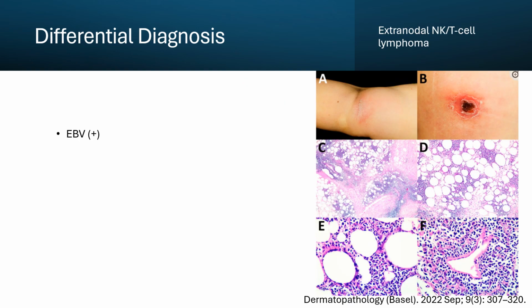And the last entity as a differential diagnosis is extranodal NKT cell lymphoma, and you can see that it's very similar in terms of the H&E findings to SPTCL. Unlike SPTCL, extranodal NKT cell lymphoma will show EBV positivity by in situ hybridization or by EBV IHC.